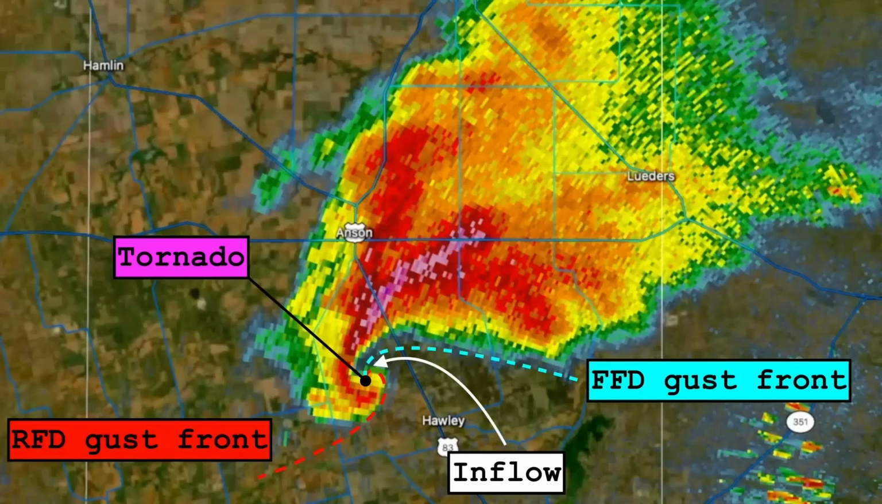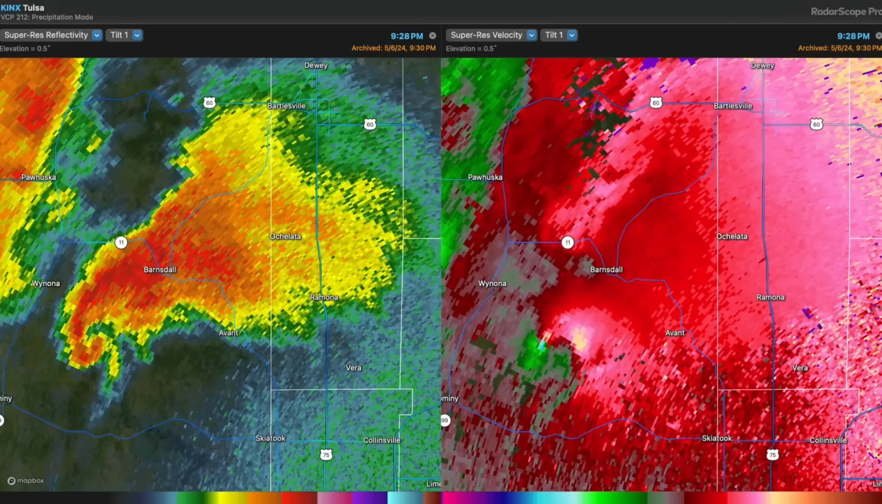As we discussed in the previous episode, tornadoes tend to occur at the interface between the forward flank and rear flank downdraft gust fronts. Often, you can make out the rear flank downdraft gust front in reflectivity data as a fine line draped downward from the tip of the hook echo, as well as in velocity data as a subtle convergence boundary wrapping into the TVS.